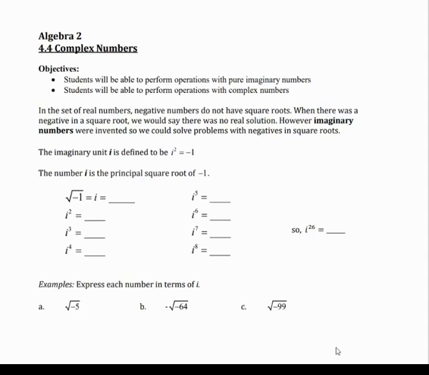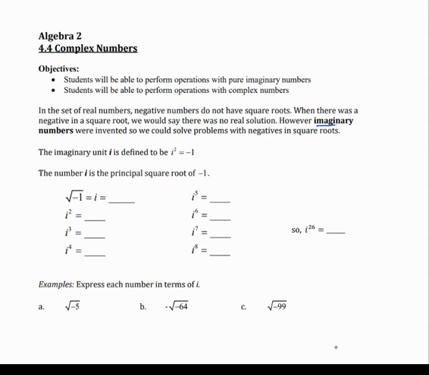Today, let's look at section 4.4, which is a brand new topic, the topic of complex numbers or imaginary numbers. So far, we've only discussed real numbers, right? We've seen integers, fractions, whole numbers, and irrational numbers, but they've all been real. Now let's talk imaginary numbers.